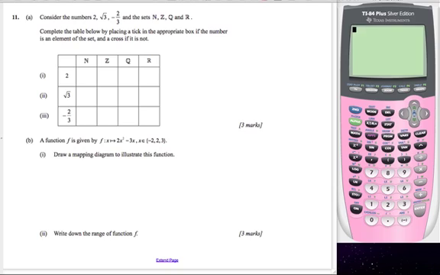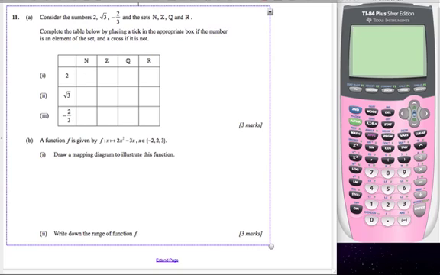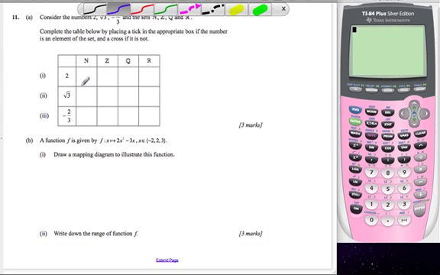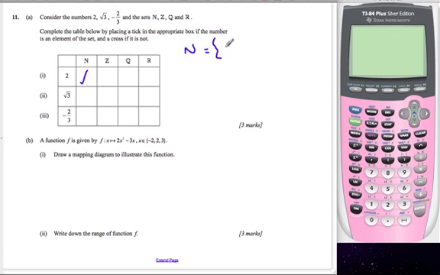Okay, so natural numbers. 2 is a natural number because the natural numbers are the counting numbers. So they go 0, 1, 2, 3, 4, and so on. So that's a natural number. These two are not. So it says put a cross if not. So not a natural number, not a natural number.